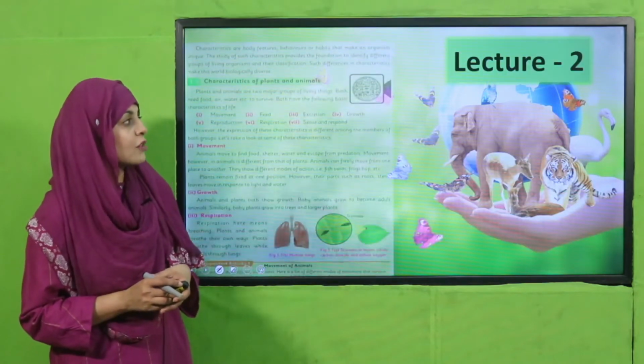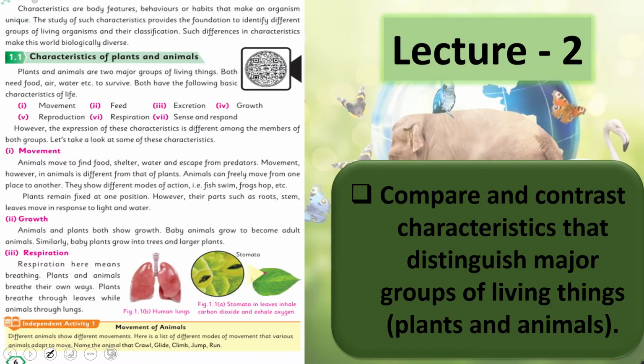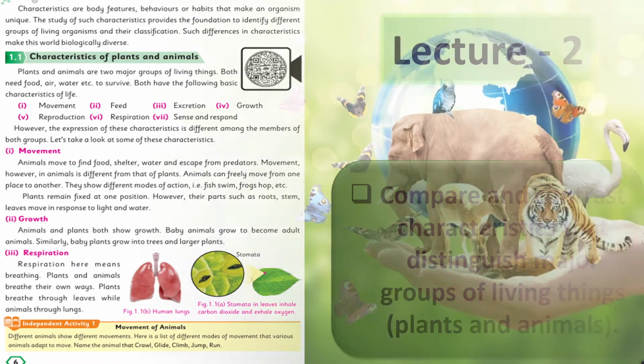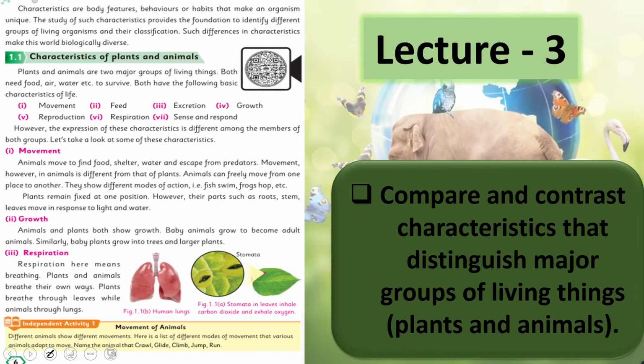Then we will move forward towards lecture number 2 and the students will be able to again compare and contrast the characteristics that distinguish the major groups of living things, plants and animals. So यहाँ हम one by one in detail जो है उनके different जो characteristics हैं जैसे कि movement, growth, respiration इनके बारे में discuss करेंगे. So in lecture number 3, the students will be again able to compare and contrast the characteristics that distinguish the groups of living things, plants and animals. And here we will again discuss about their feeding process, respiration, excretion, their different process. उनको हम थोड़ा सा detail में जो है वो discuss करेंगे.